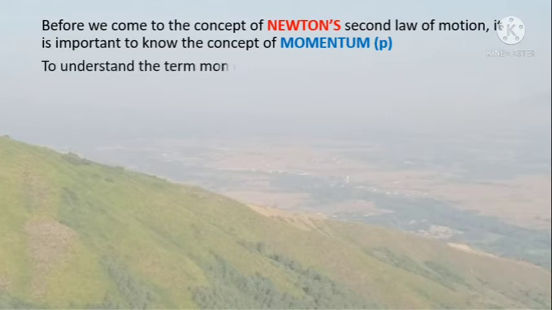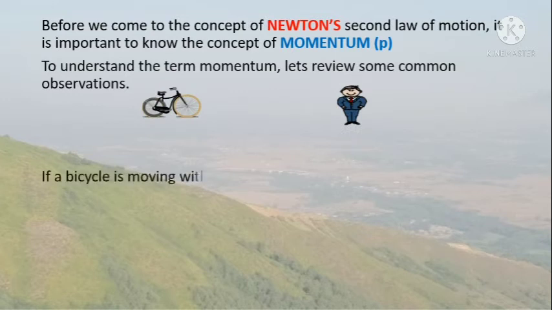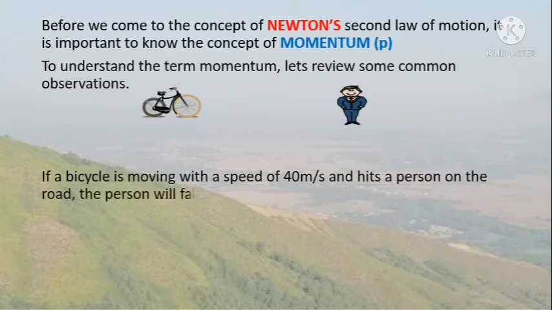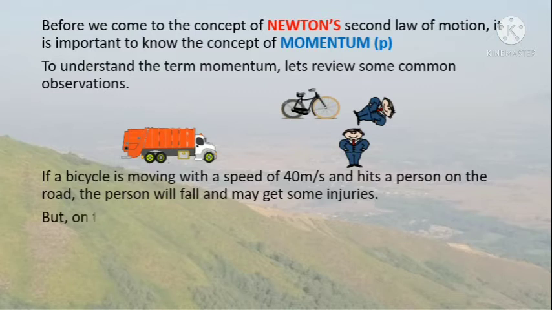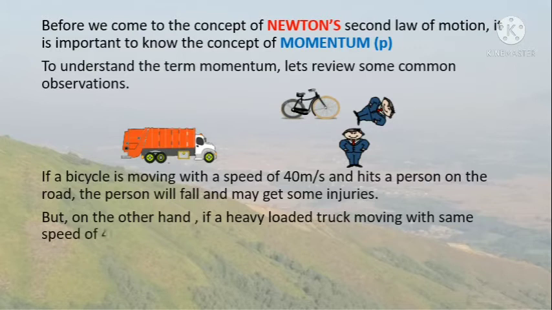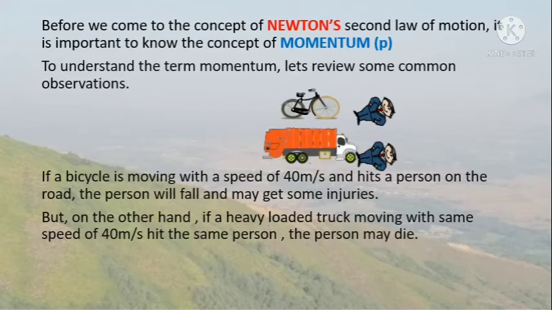To understand the term momentum, let's review some common observations. If a bicycle is moving with the speed of 40 meters per second and hits a person on the road, the person will fall and may get some injuries. But on the other hand, if a heavy loaded truck moving with the same speed of 40 meters per second hits the same person, the person may die. This is because of the heavy mass of the truck.